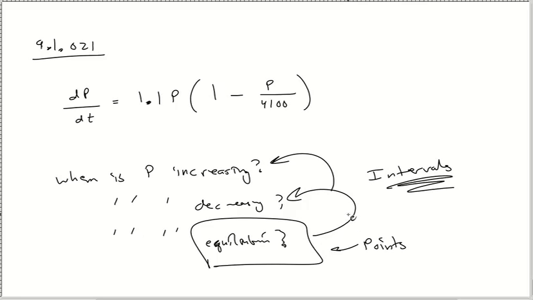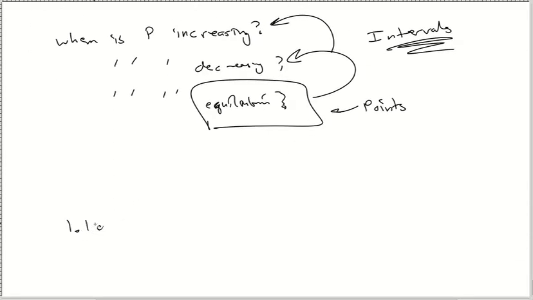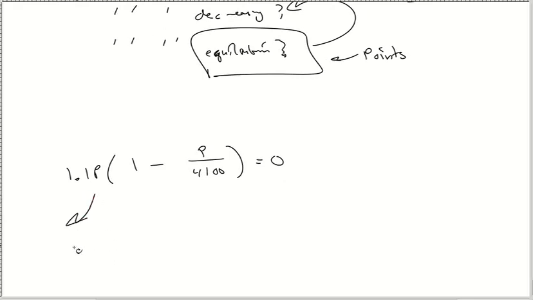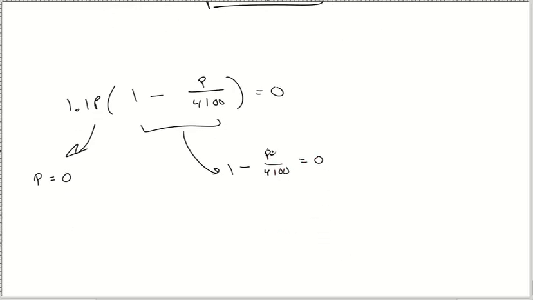So what does it mean to be equilibrium? Well, essentially, I'm going to find that this guy here is equal to 0. And so I have 1.1 p times (1 minus p over 4100) is equal to 0. And so this guy here could mean that p equals 0. Because again, all the factors could be equal to 0. Or it could mean that this guy is equal to 0. And so what I'm going to do is move this guy over, of course.